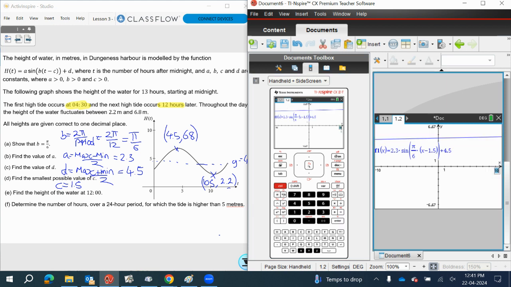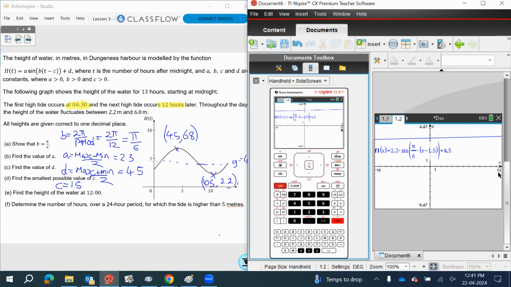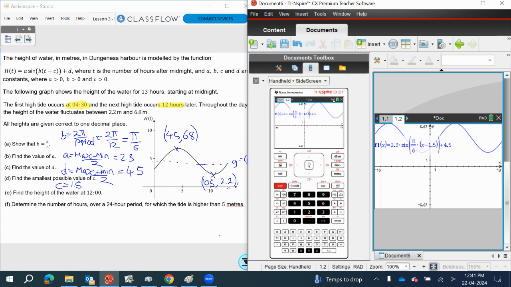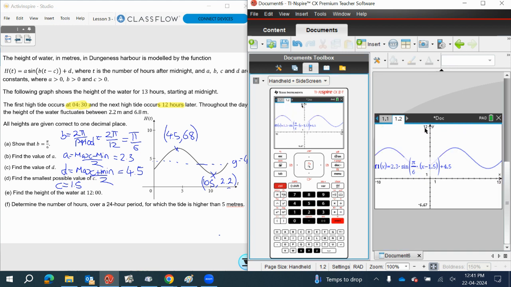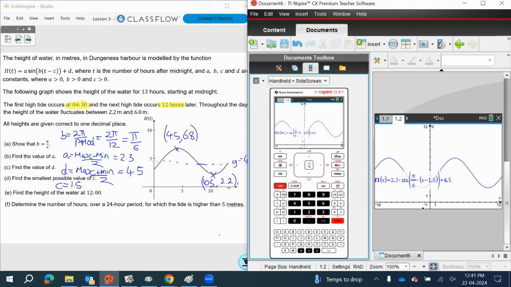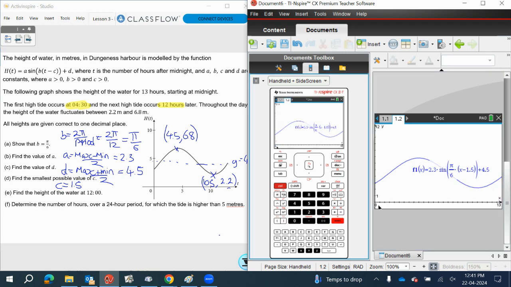This should be in radians. Our maximum is up at 10, so I'll put this up to 12. So we see our graph looking something now like what it does in the question. Looks like this.